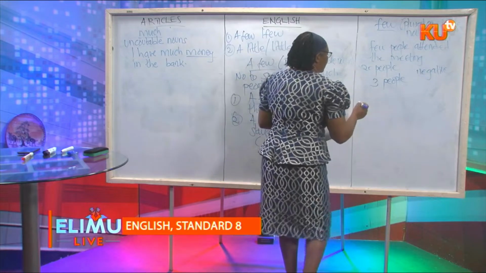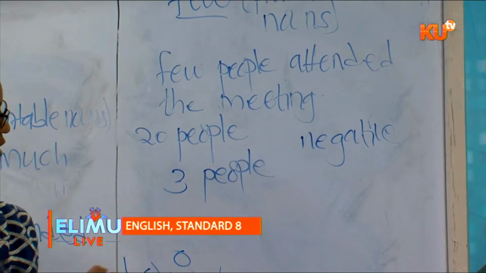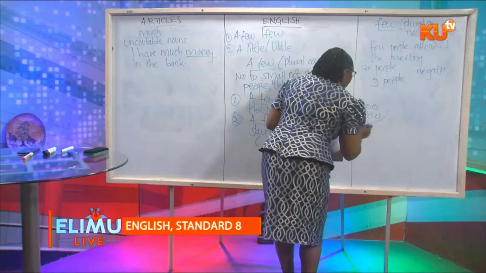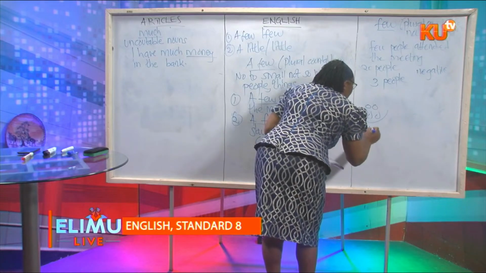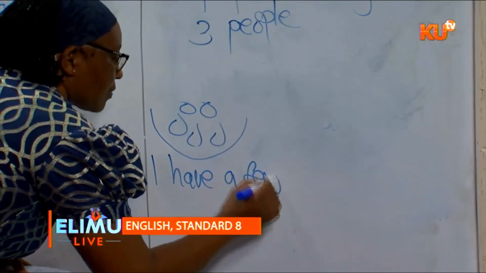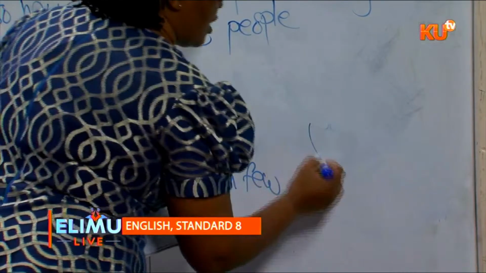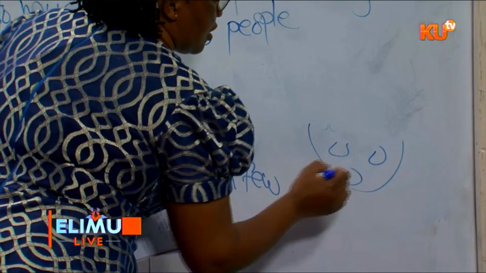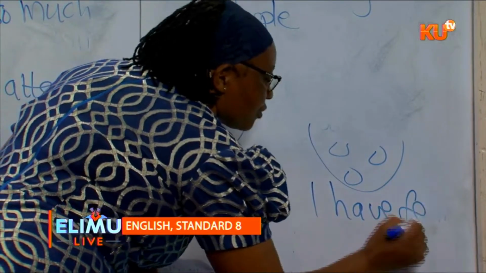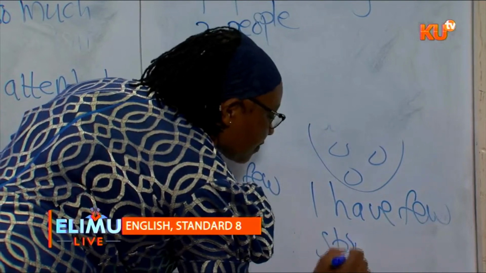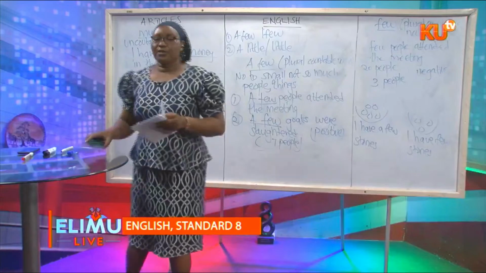And let's say that you have like 5 stones. So you say, I have a few stones. And when you have, let's say, 3, you say, I have few stones. So that is the difference between a few and few.